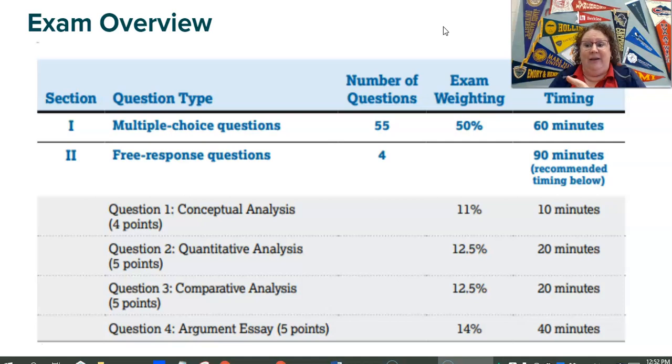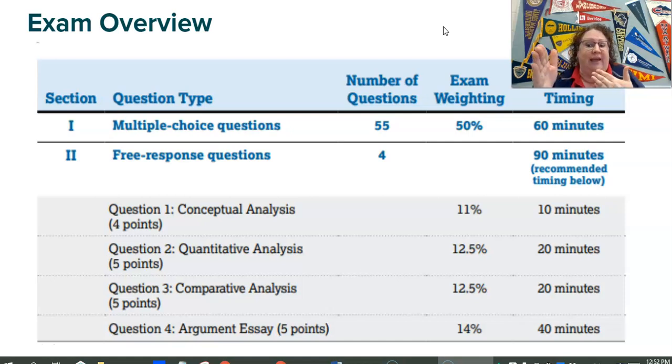Next unit, I'm going to do another example with the argumentative essay. I've done examples with the argumentative essay in the previous ones that you've looked at. I've done conceptual analysis and quantitative analysis as well. And in the comparative, you're comparing countries. This is what we're looking at, and then a concept within that.